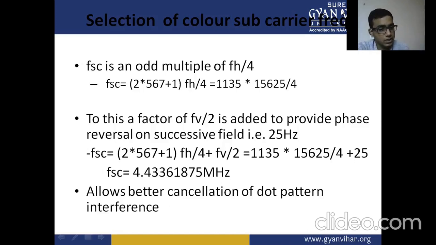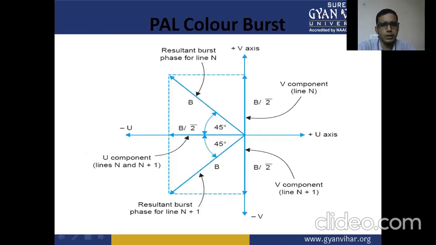So in the case of the color TV system, that is the PAL color system, the color subcarrier frequency is 4.43361875 megahertz. This allows better cancellation of dot pattern interference. This is the phasor diagram of the PAL color burst signal, U and V signals, which are 90 degrees apart from each other. Now the resultant burst phase for line N is 45 degrees.